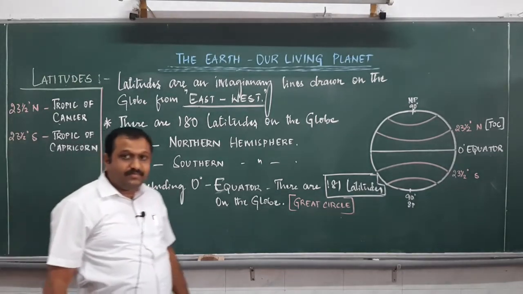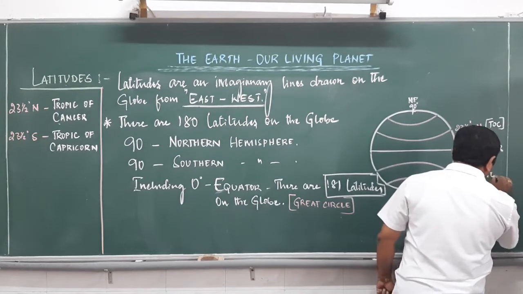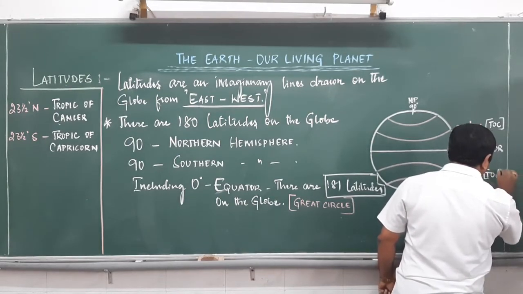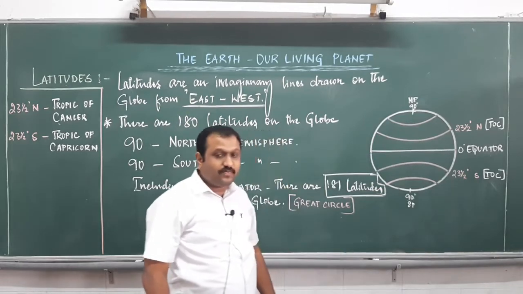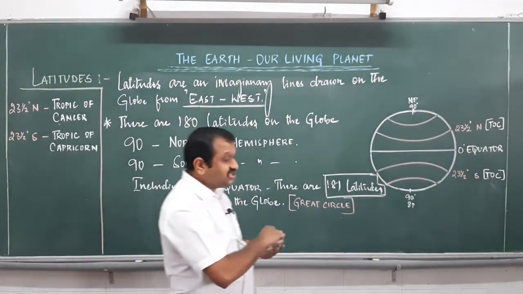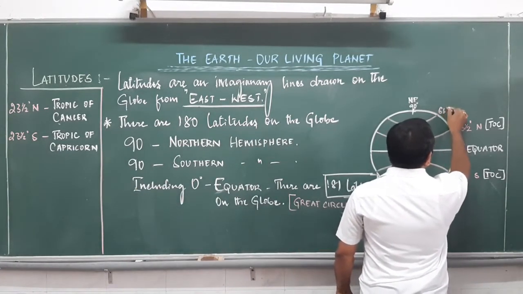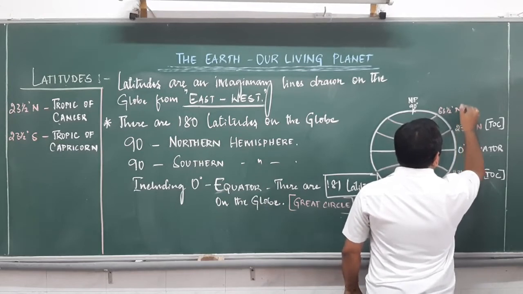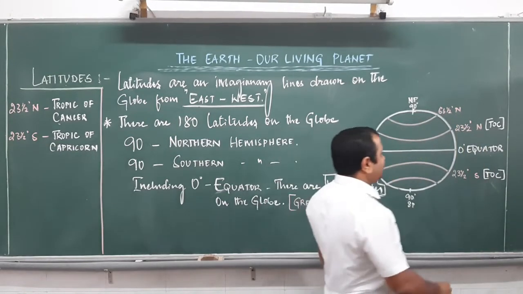Tropic of Capricorn. And once again I will go with TOC, but the last C differs. There it is Cancer, here it is Tropic of Capricorn. Coming to the above, this 23.5 degree north, it is 66.5 degree north. This we call as Arctic Circle.